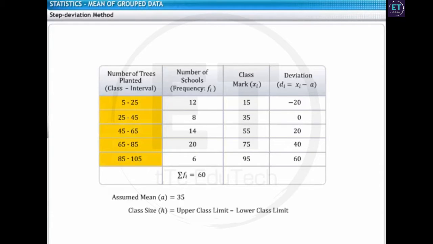Observe the class intervals in this table carefully. Note that the class size for all the class intervals is 20. The class size is the difference between the upper class limit and the lower class limit. It is denoted by the letter h.